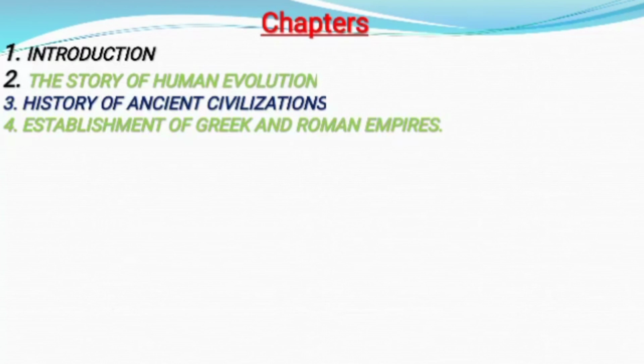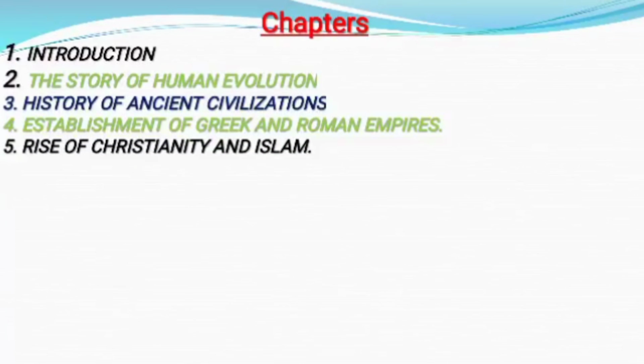This chapter includes the growth of democracy in Greece and also the contributions of Greeks to the world, and in the next part the contributions of the Romans to the world. Then chapter number 5, rise of Christianity and Islam. This chapter deals with the life and teachings of Jesus Christ and Prophet Muhammad.